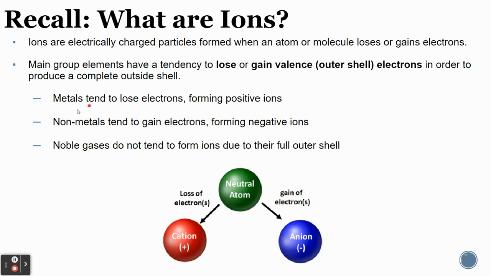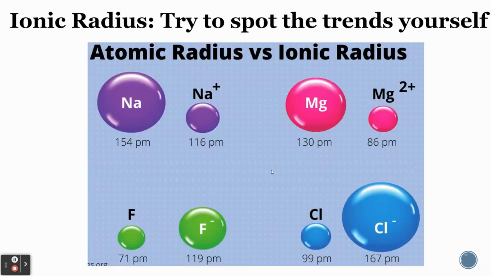Remember that generally metals tend to lose electrons and form the cations, whereas nonmetals tend to gain electrons and form negative ions, the anions. And also remember that because noble gases already have their full valence shell, they don't really lose or gain electrons typically, so they generally don't form ions. So that was a quick recap as to what ions are, and that'll help us when we're taking a look at the trends involving ions in our periodic table.